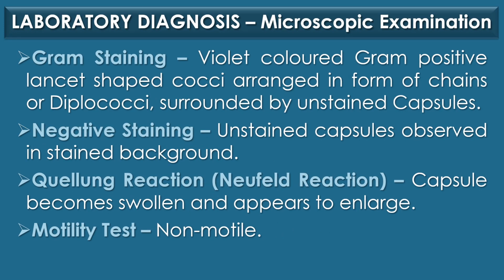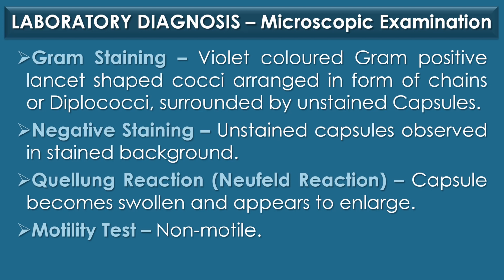Next, laboratory diagnosis of Streptococcus pneumoniae. The first is microscopic examination. Under Gram staining, Streptococcus pneumoniae is observed as violet-colored, gram-positive, lancet-shaped cocci arranged in chains or diplococci, surrounded by unstained capsules. In negative staining, unstained capsules are observed against the stained background.